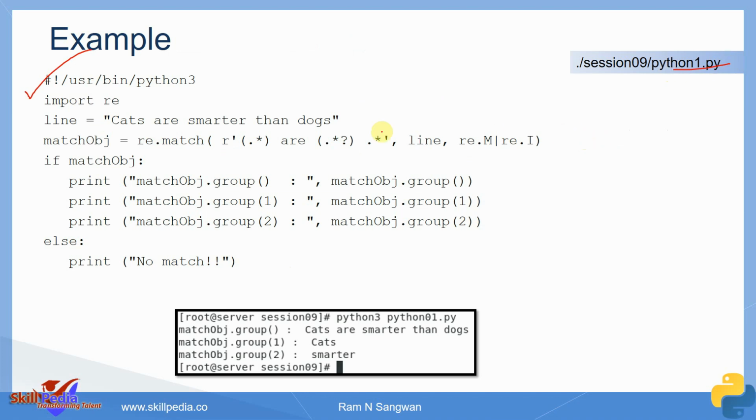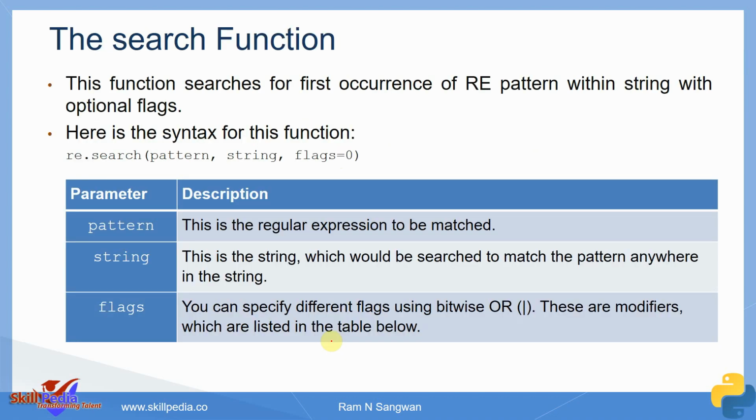First program, Python 1, and we explained that we were matching with this entire group. If it is matching right in the beginning, then it will be displayed, otherwise not. And we got this output: cats are smarter than dogs. Group 1 is cats, group 2 is smarter.